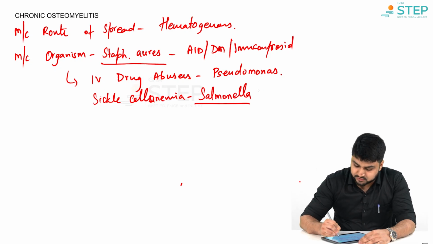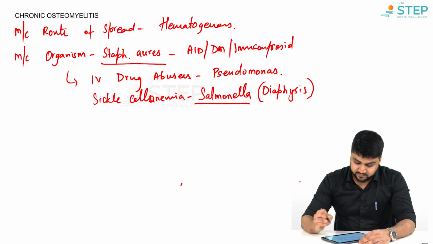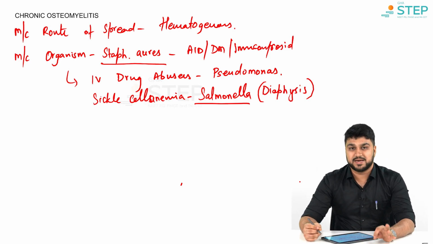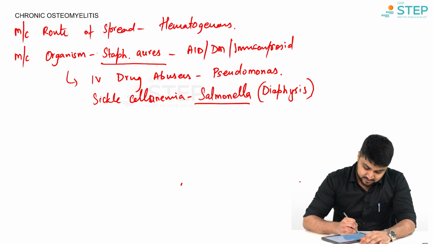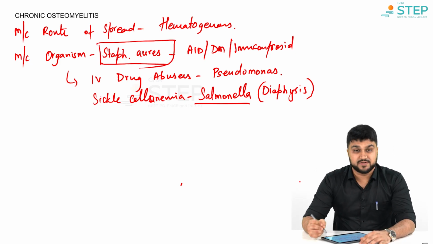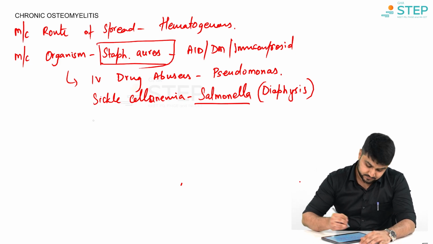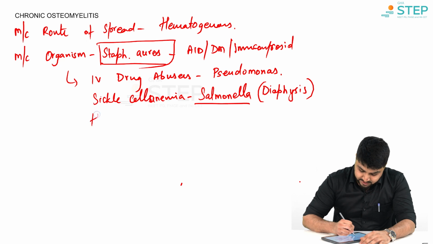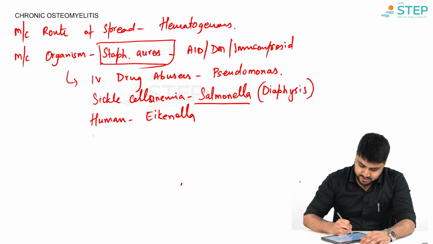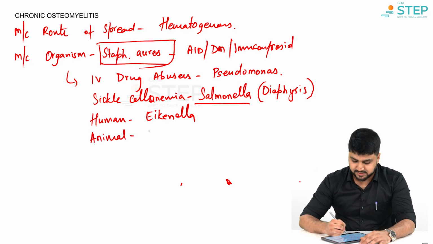However, this is true only if the diaphysis is involved. If you have a sickle cell patient having osteomyelitis in the metaphysis, the organism implicated is still Staphylococcus aureus. And in human bites, it is usually Eikenella, and in animal bites, the organism that is implicated is Pasteurella.